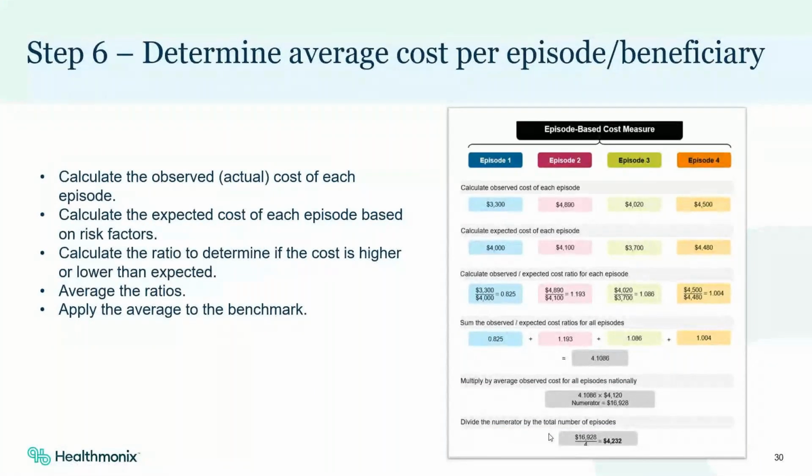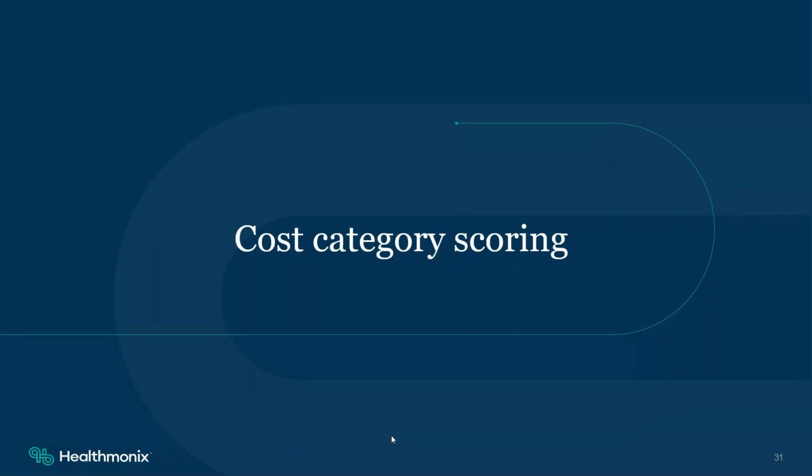So then what we do to further confuse it is we take all of those episodes and we determine an average cost per episode or per beneficiary. I'm not going to run you through this math here, but here at Healthmonics, we've spent the last few years examining this and replicating a lot of this logic in our application. So we do understand it. We have run through it. There's a lot of nuance within this, and I'm not going to run through all the specifics with you. But then we have the final cost of a measure. And I'm going to turn it over to Daniel, and he's going to talk about how we score each measure within the cost category.